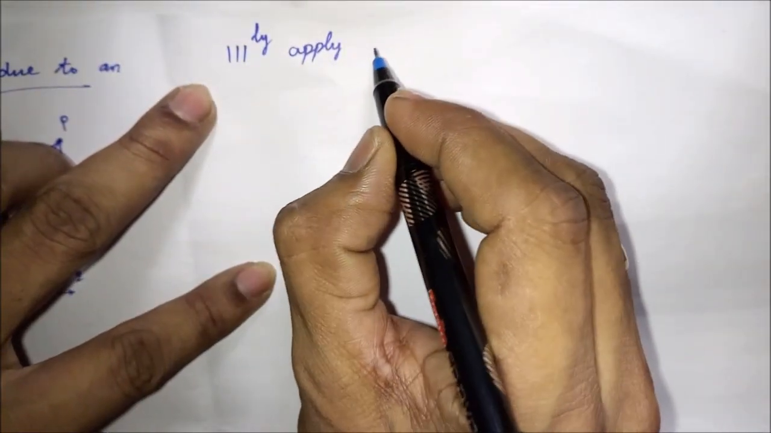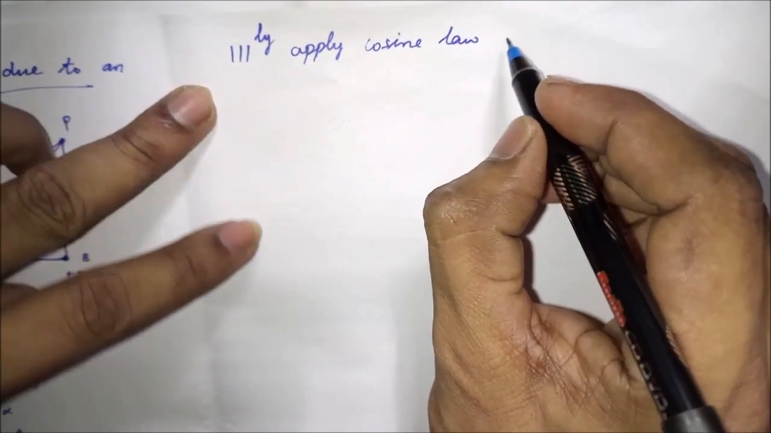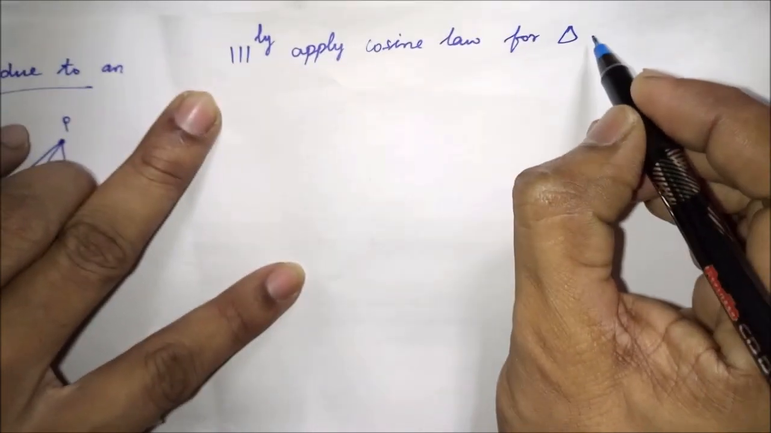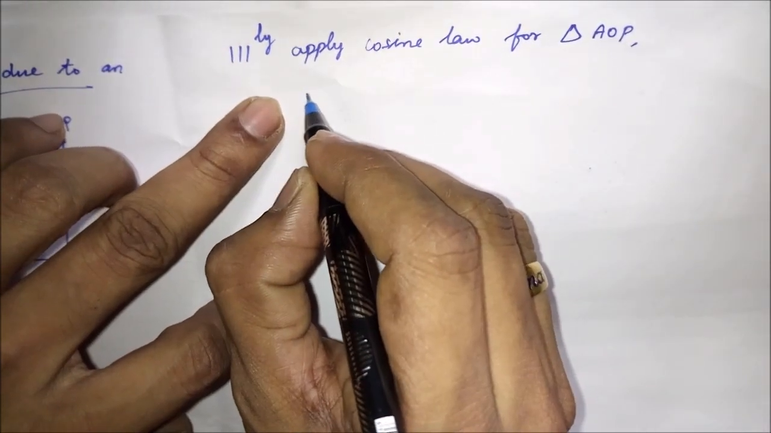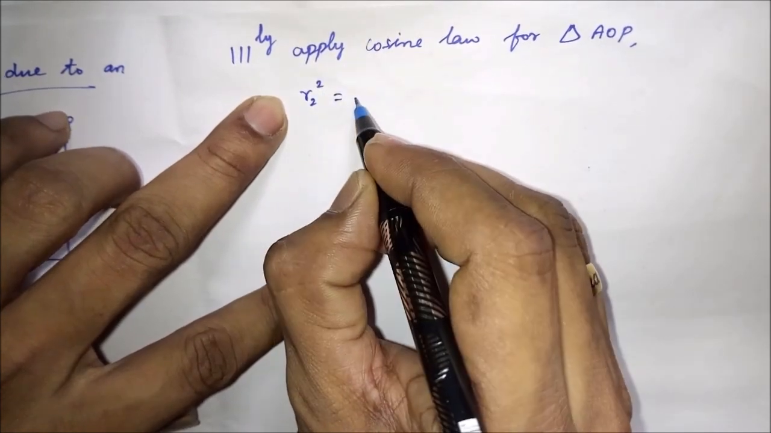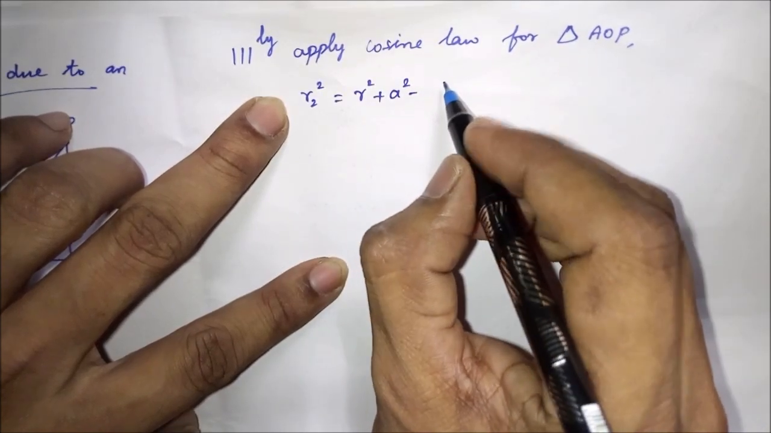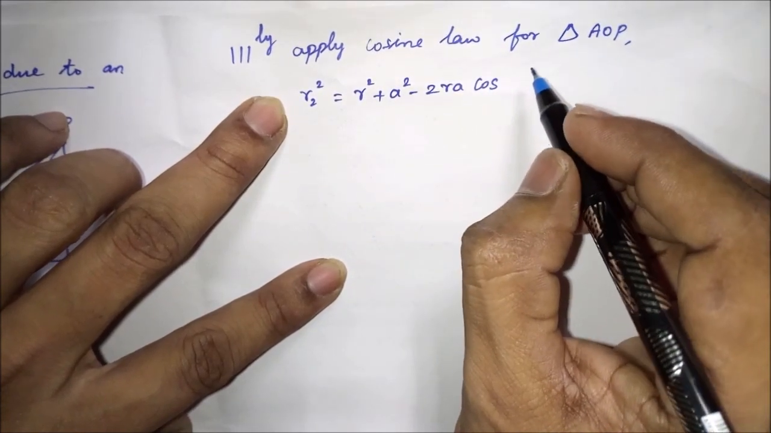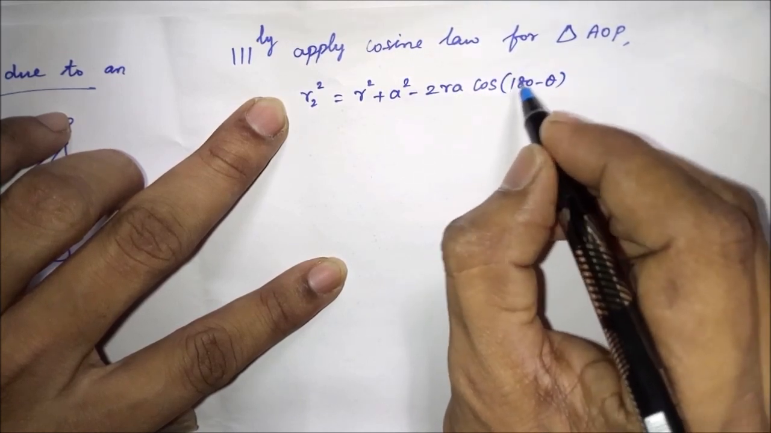Similarly, apply the cosine law for another triangle, that is AOP. Here r2 squared equals r squared plus a squared minus 2ra cos theta, where the angle here is 180 degrees minus theta.